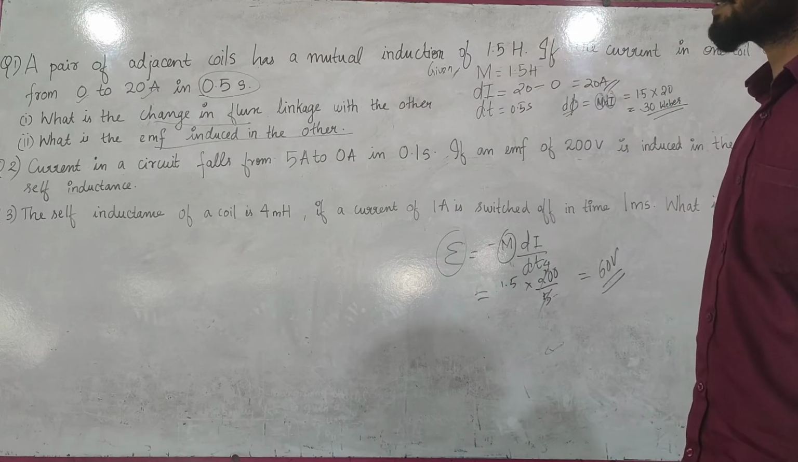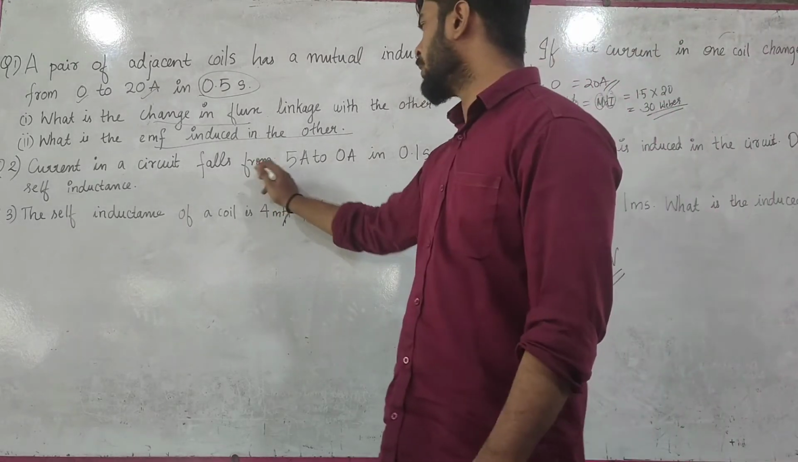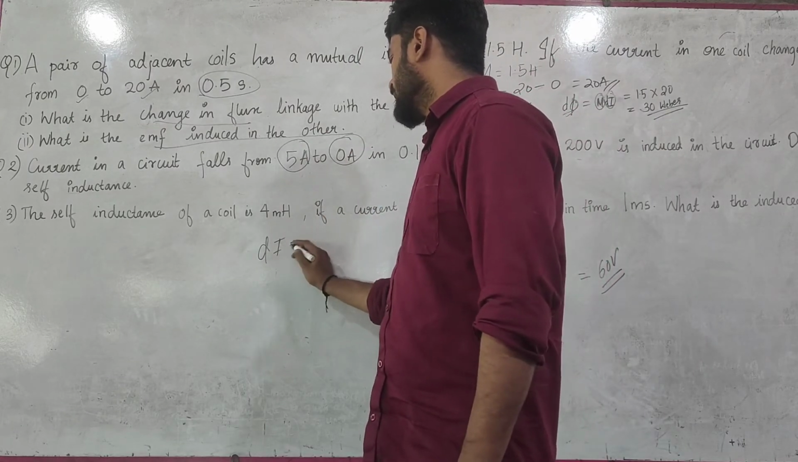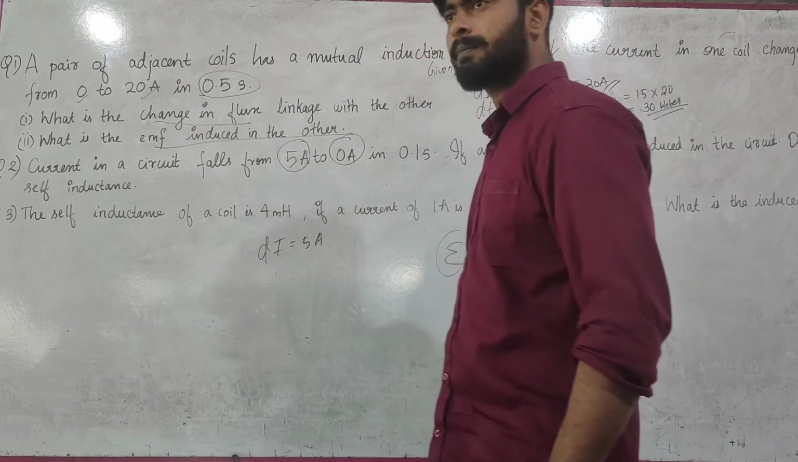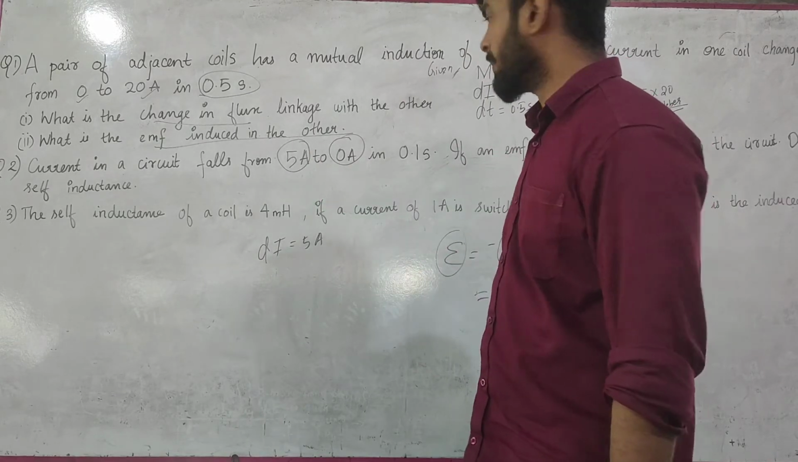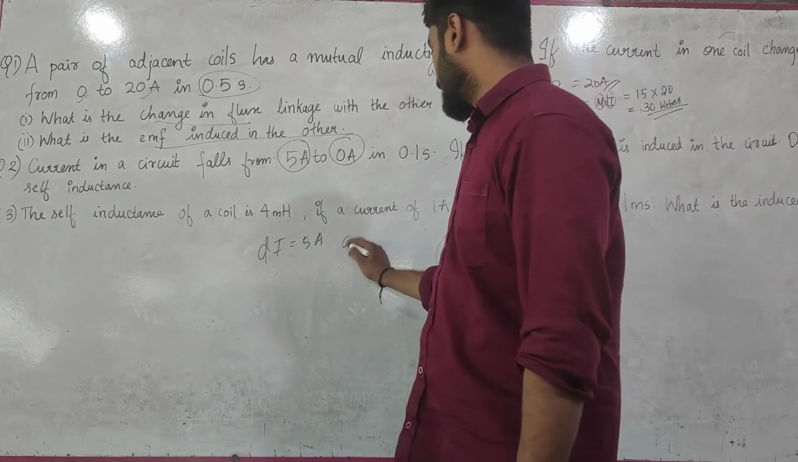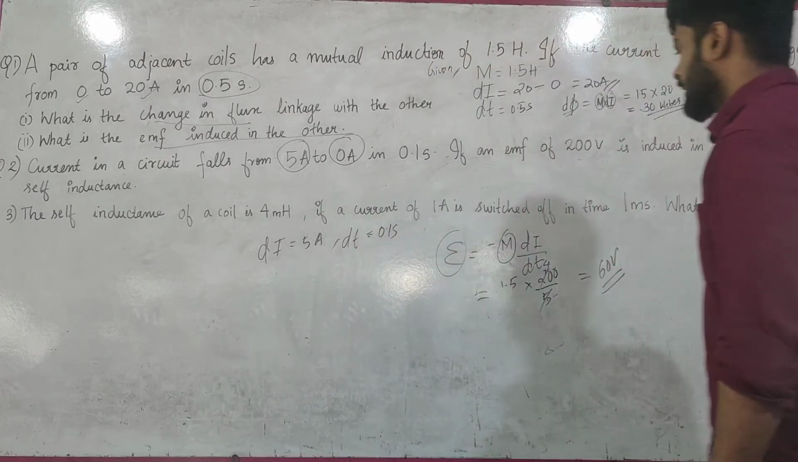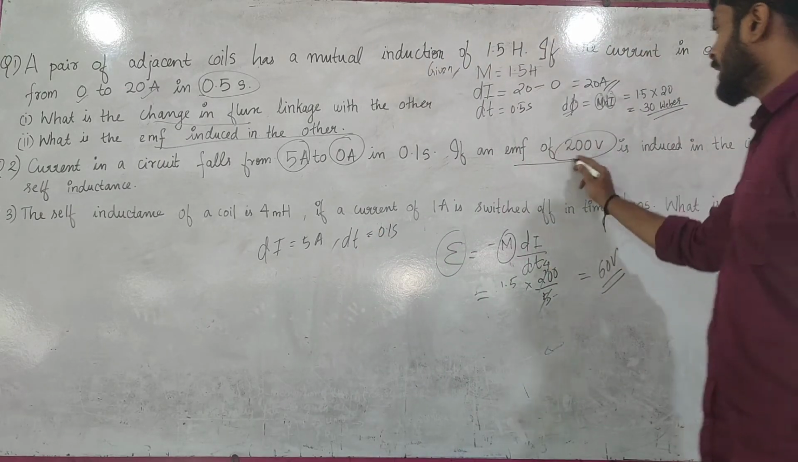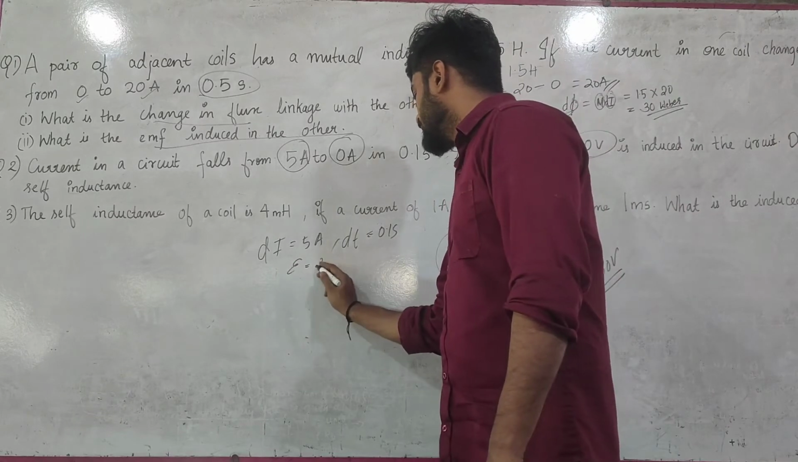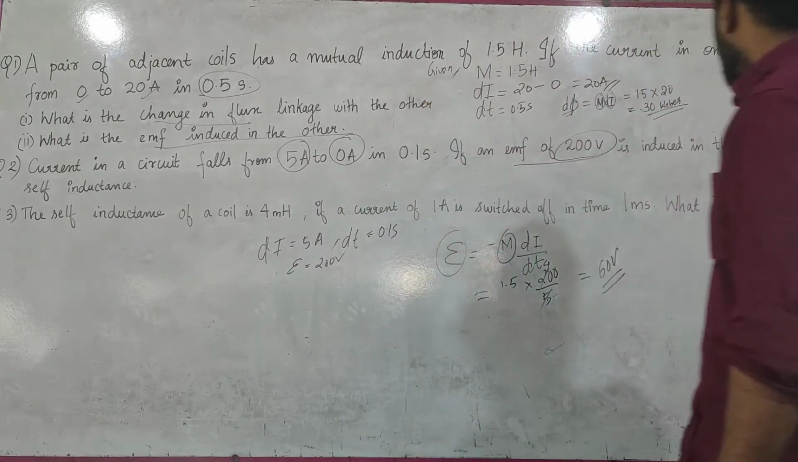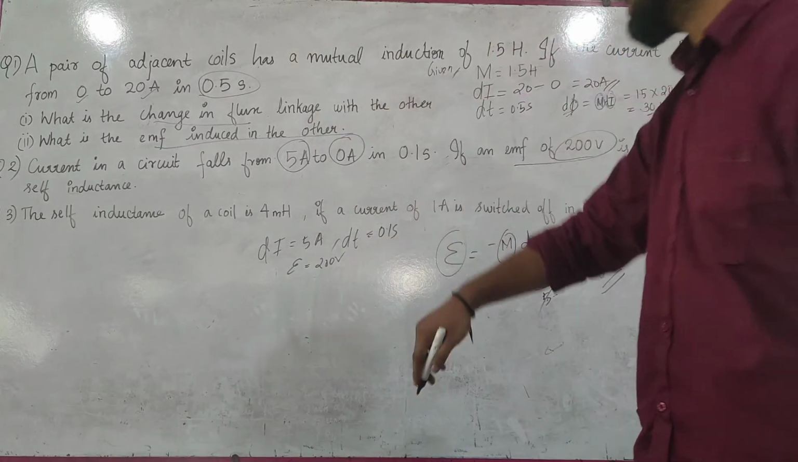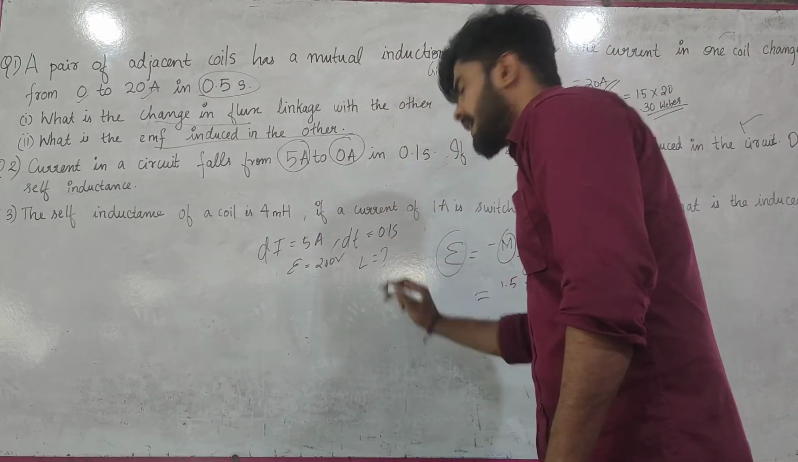The second question is: current in a circuit falls from 5 ampere to 0 ampere. So the change in current is given. It is 5 ampere. Am I right? Change in current 5 ampere in 0.1 second. So dt is given, which is 0.1 second. An EMF of 200 volt is induced in the circuit. Determine the self-inductance. So you have to determine the self-inductance L.